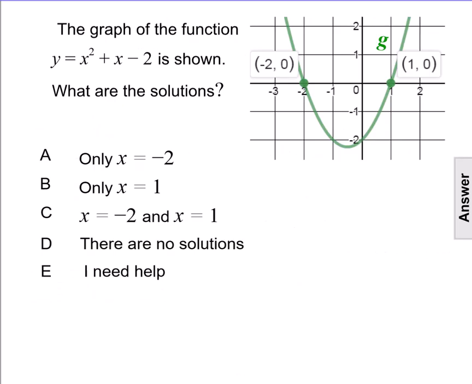The graph of the function y equals x squared plus x minus 2 is shown. That's what this is. What are the solutions? Now, truthfully, there are infinitely many solutions. That's the purpose of the green line. But we're talking about very special solutions known as roots. Roots are values of x which will make this equation equal 0.